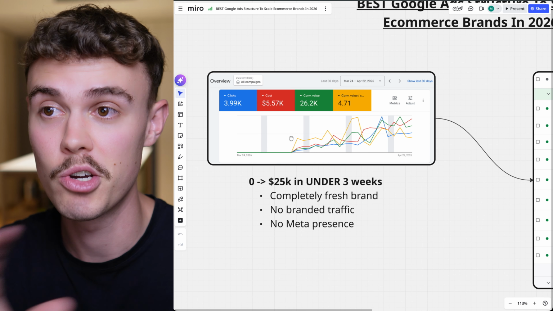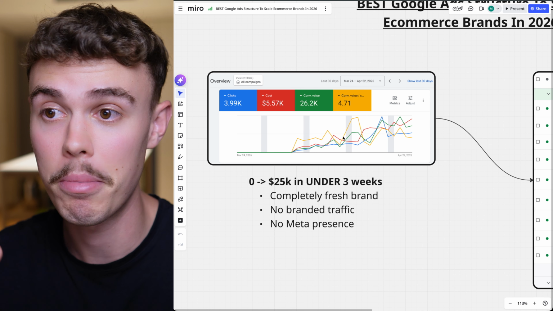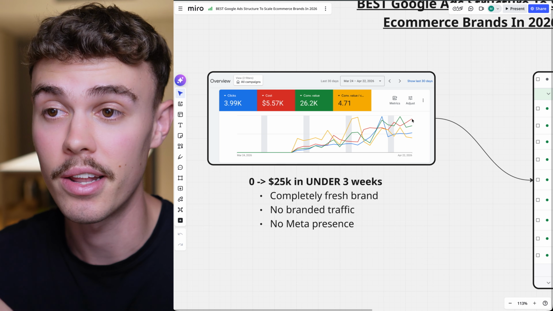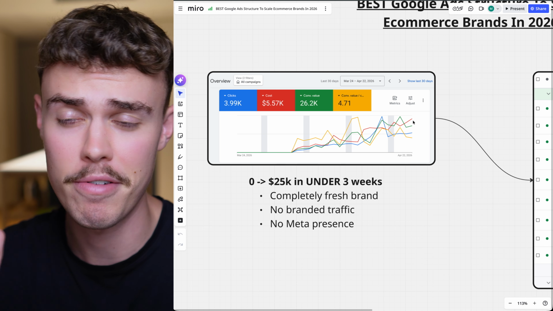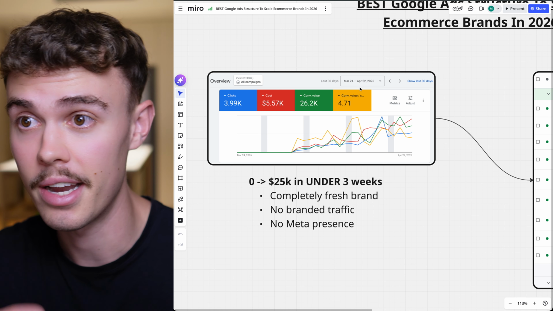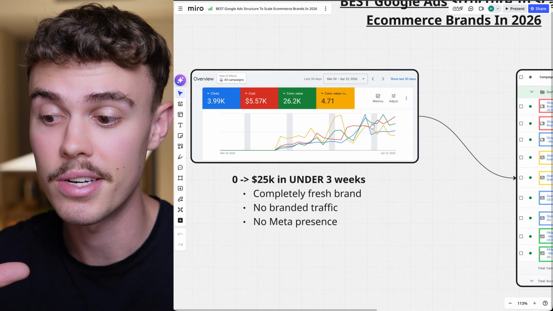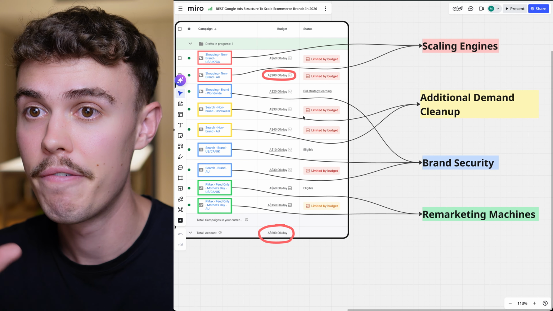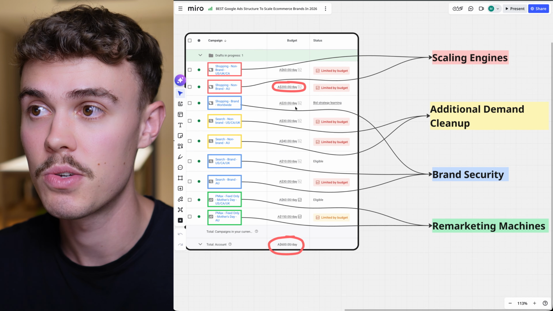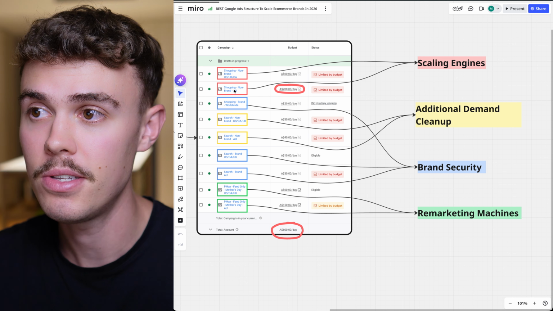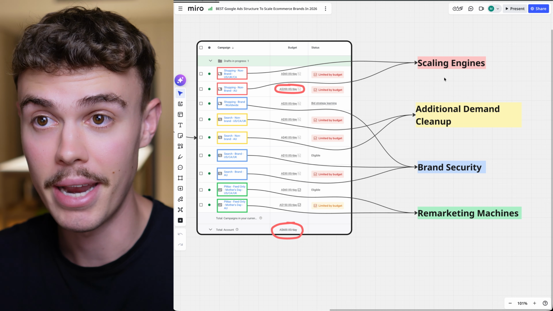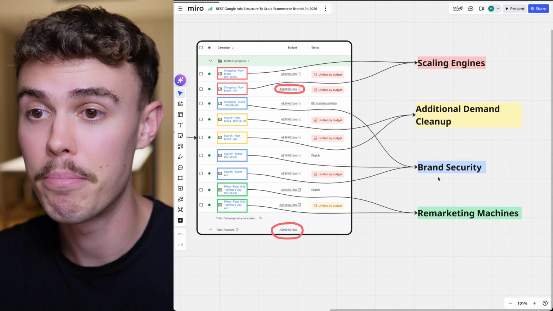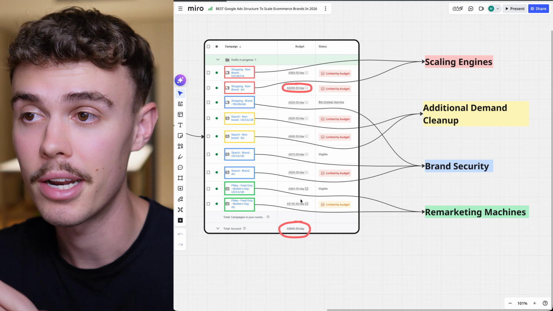Now, as you can see, these are great results considering how quickly we scaled this up profitably, and we maintain this profitable ROAS while continuously scaling spend, still scaling. I think this last screenshot here was about $500 a day. And you can see this was literally taken a couple of days ago. So this is very, very recent. Now, if we have a look at the actual campaign structure, there are 4 main categories of campaigns, right? So there are non-branded shopping campaigns, the main scaling engines, additional demand cleanup campaigns, brand security campaigns, and remarketing machines.